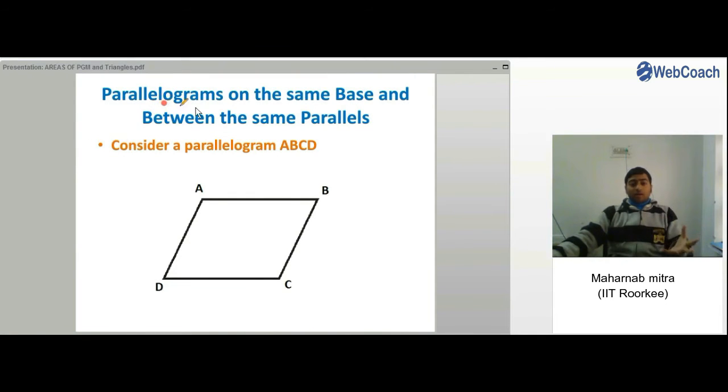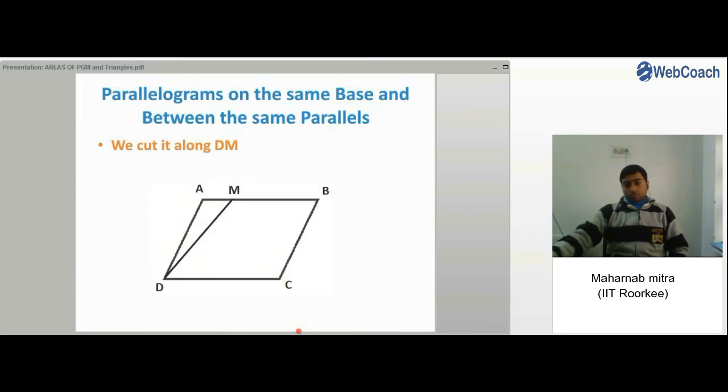Let us look at the quadrilateral parallelogram. Parallelograms on the same base and between the same parallels, right? Now you know how they will look, right? They will be on the same base and they will lie between the same parallel lines, right? Now to find out their characteristics, let's do a quick experiment. We have a parallelogram on a piece of cardboard.